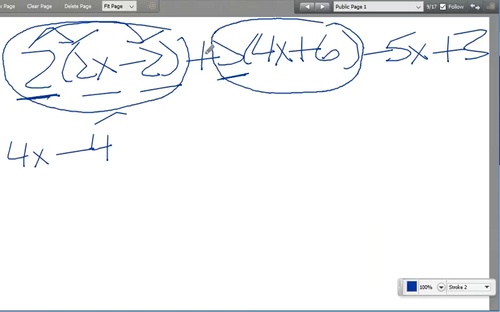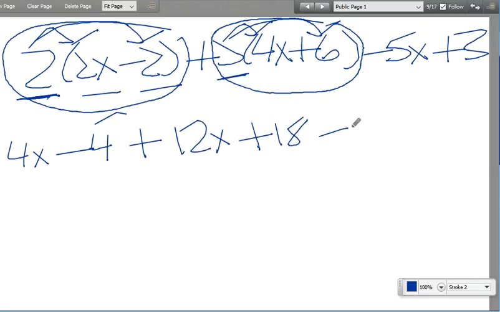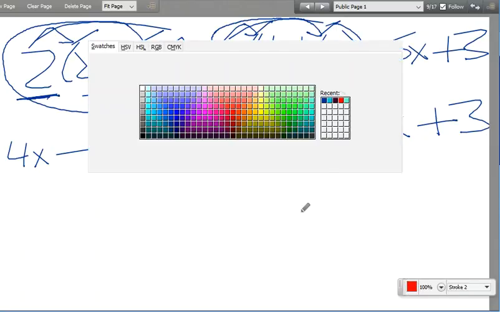Okay, then we have plus. We're going to distribute this 3 to both the 4x and the 6. 3 times 4x is 12x. 3 times 6 is 18. And then we have minus 5x plus 3. Voila! Once we distribute, we can then combine like terms.